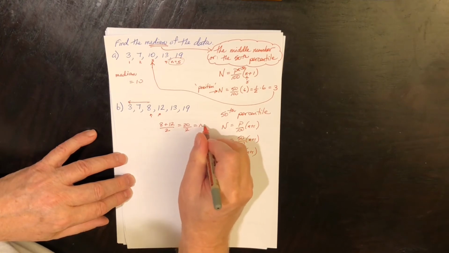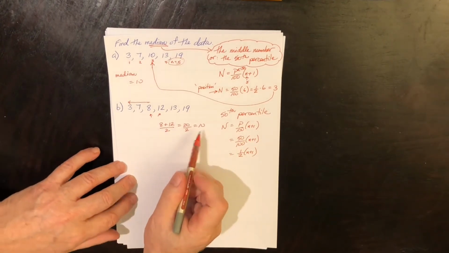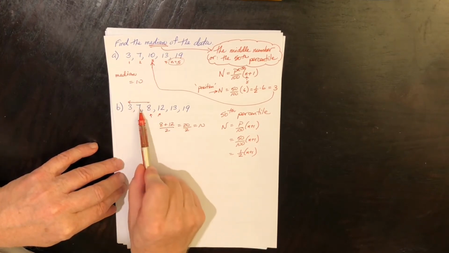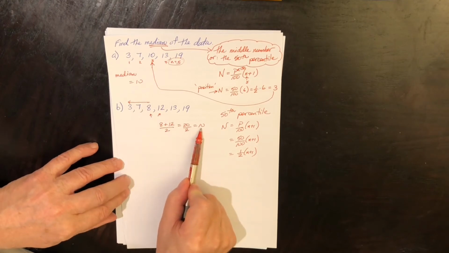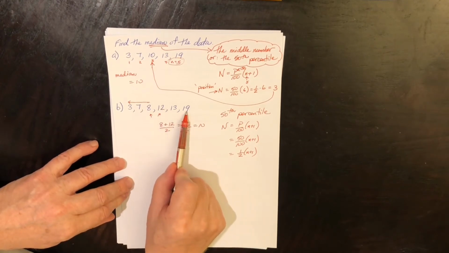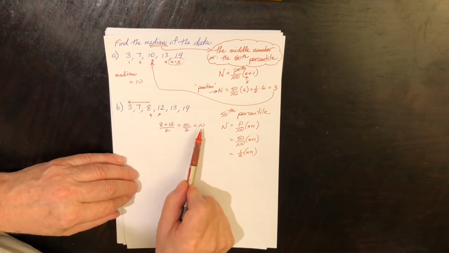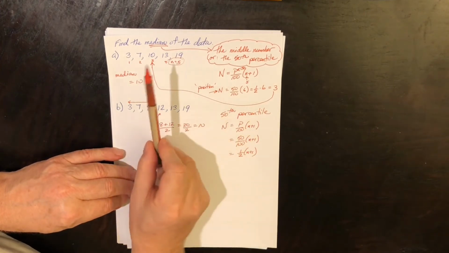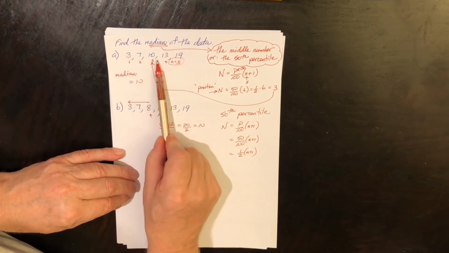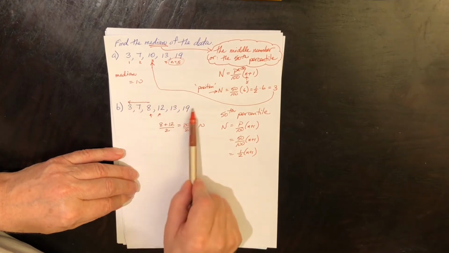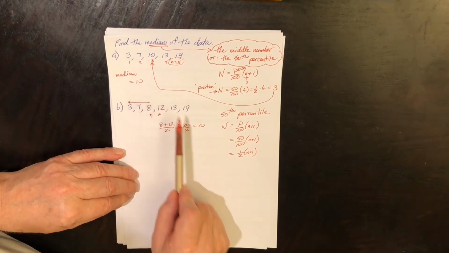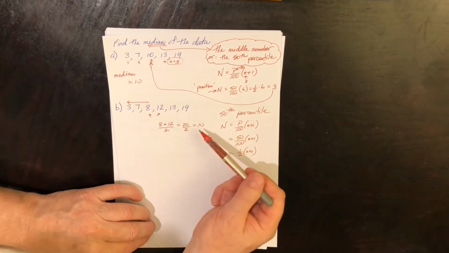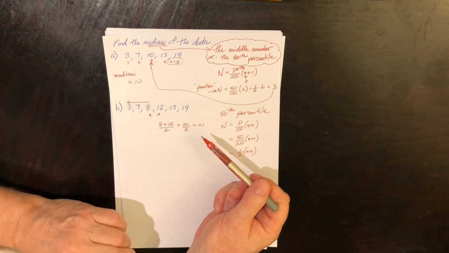Again, the median of this data is the number 10. Half of the data is smaller than the number 10. 3, 7, and 8 are all smaller than 10. 12, 13, and 19 are all numbers that are larger than 10. The middle number, again, is 10. Here, 10 is a piece of the data. Here, 10 is not a piece of the data. The median does not have to be a piece of the data. The median is the middle number, the number which is at the 50th percentile.